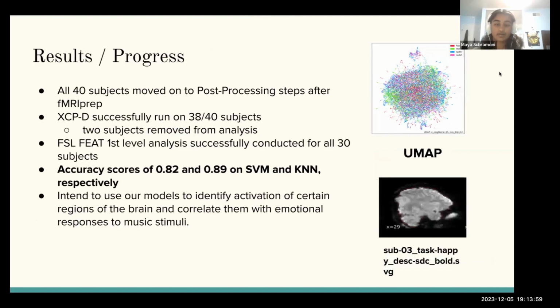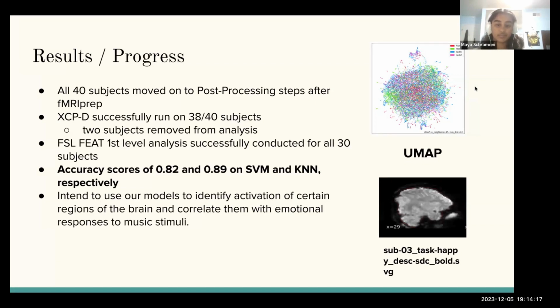As for our results, all 40 of our subjects from our study moved on to post-processing steps after fMRIprep. XCPD was successfully run on 38 of the 40 subjects, but unfortunately 2 of them were removed from analysis. We have also conducted FSL FEAT first-level analysis on all subjects.